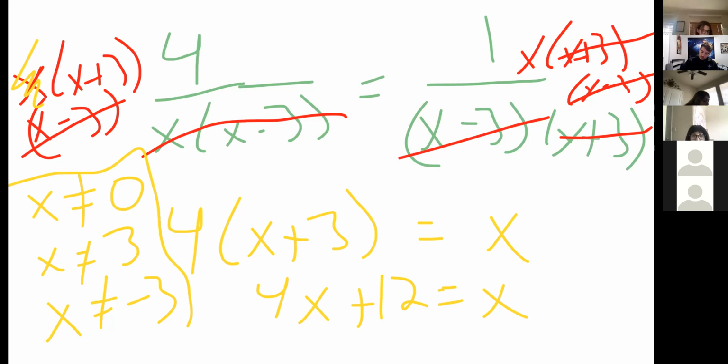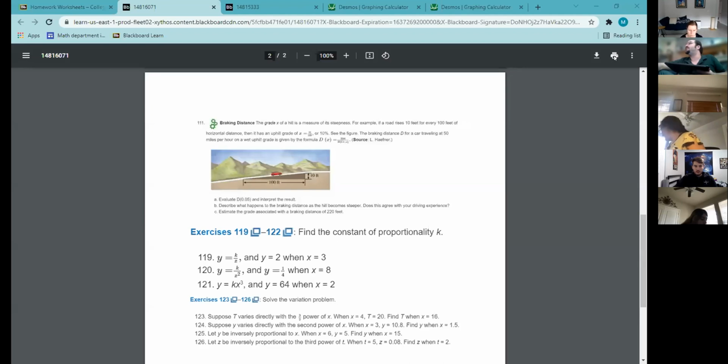Okay. So that was number 25. The next one, 111, I don't know what to tell you besides look at it. What's up? I think 111 is a little bit complicated. Yeah, maybe a little bit complicated. Am I sharing the right screen? I hope I'm sharing the right screen.